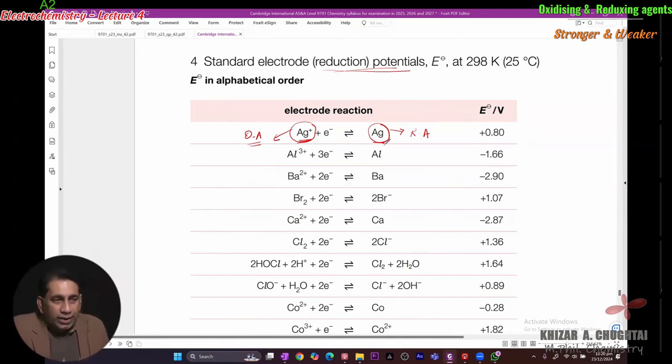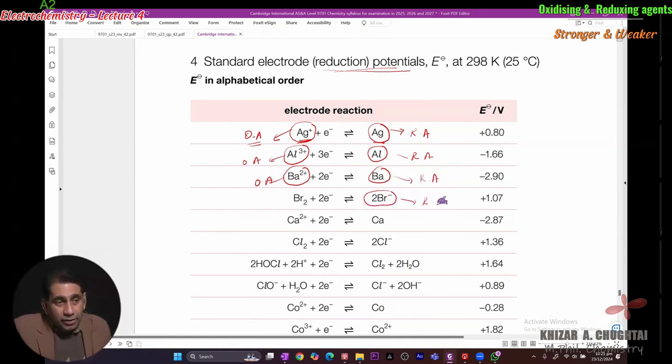The second thing is, you can see that in the second equation, the aluminium 3 positive ion will be an oxidizing agent, and aluminium is a reducing agent. Same is the case with barium: barium 2 positive ion is an oxidizing agent, pure barium is a reducing agent. 2Br negative ion is a reducing agent, and Br2, the original bromine halogen, is an oxidizing agent. Calcium is a reducing agent and calcium ion an oxidizing agent, and so on.